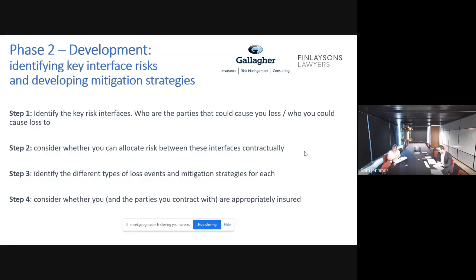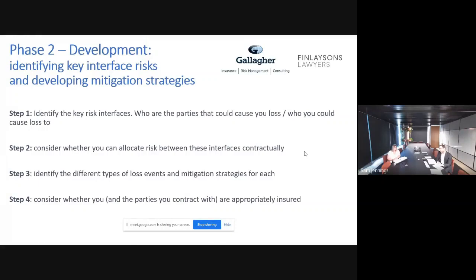So you're through pre-feasibility and you're looking at development. Development is when you're literally starting to put things out to tender, talk to EPC contractors, negotiate with your grid operator, whether it's your TNSP or your DNSP, and you're starting to look at who is it that could actually cause me or my project damage and who could I cause damage to. So really what you need to do in this phase is identify what your risk interfaces are. And when we say risk interfaces, it's the parties who can cause each other damage.